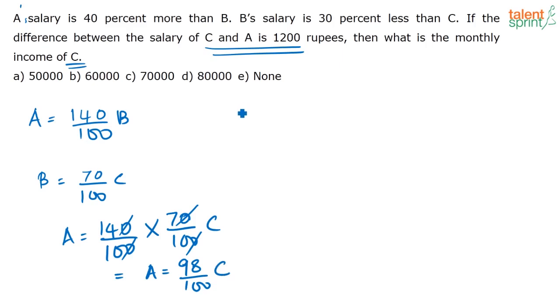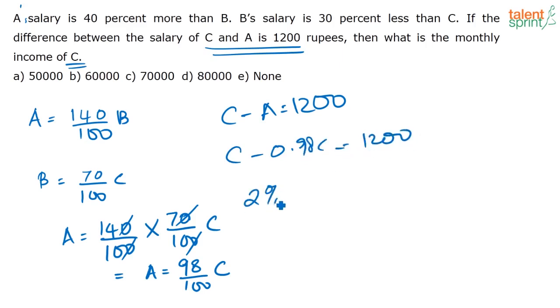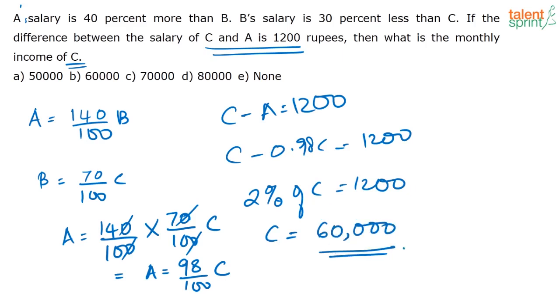Now what is given in the question? It is given that C minus A is equal to 1200, and A is equal to 98% of C, or C minus 0.98 C is equal to 1200, or 2% of C, correct? That is, you will get 2% of C is 1200, or C is equal to 60,000. All of you got the answer? 60,000. Okay, good. Hope there is no doubt here. Okay, let's move on to the next question.